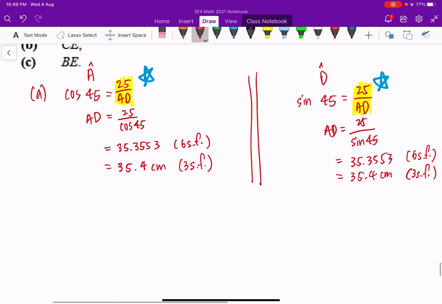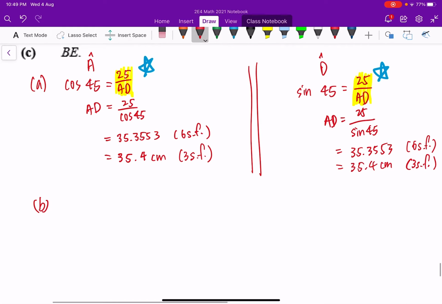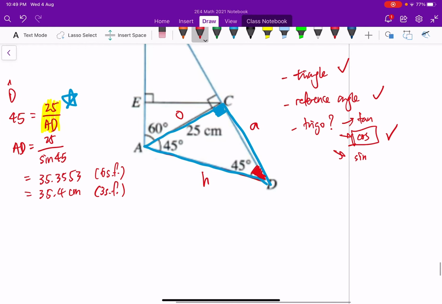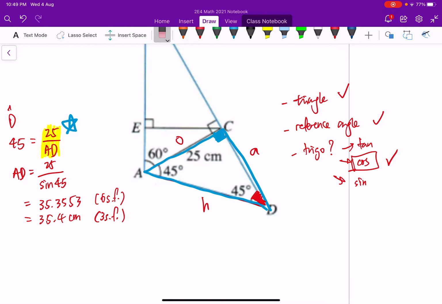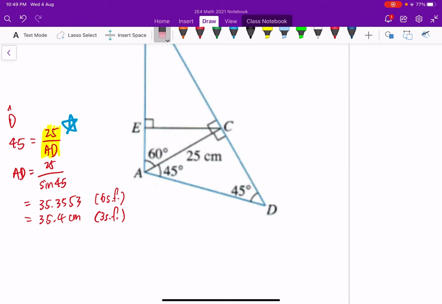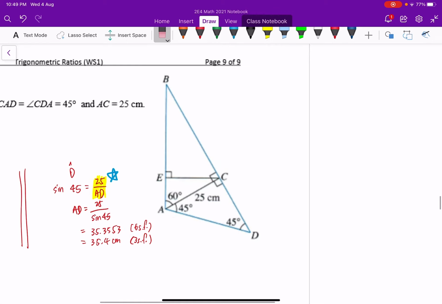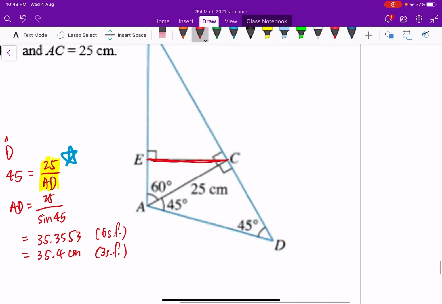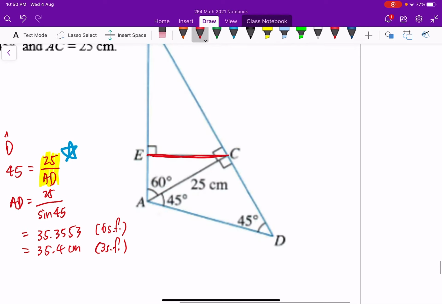Okay, part B, CE. So we want to find the line CE. I'm going to erase what I've drawn here, so therefore it's a good idea for you to use pencil. So let's come back to CE. CE is this line that is embedded inside a triangle. I want to look for a right angle triangle for me to solve this, and I have a length given. So which triangle should I use?